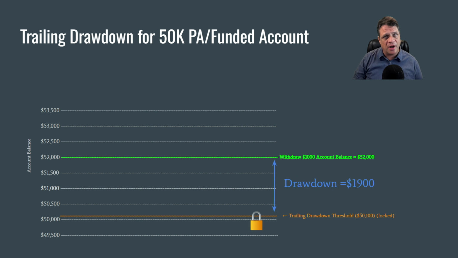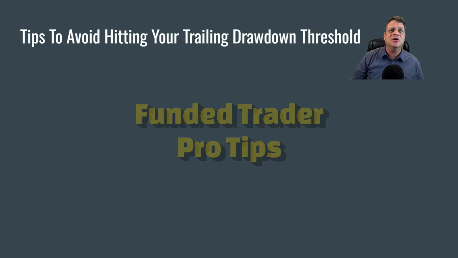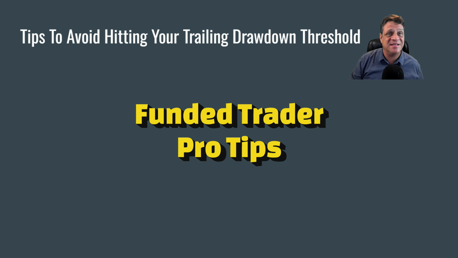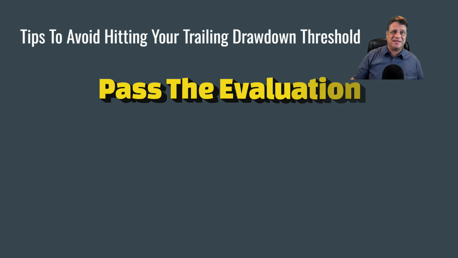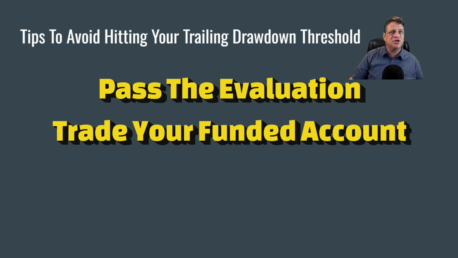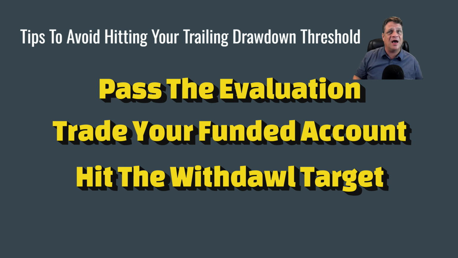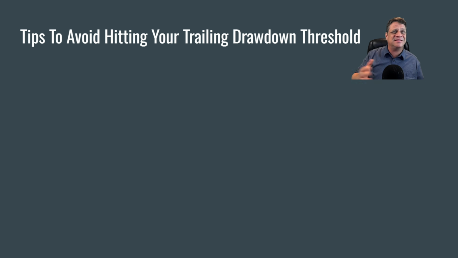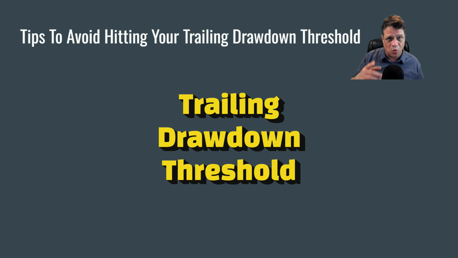Since your trailing drawdown threshold no longer moves, it is important to remember that you must adjust your risk management after the withdrawal so you don't blow up your account. Here are some pro tips to help you pass these evaluations. You need to pass the evaluation, trade your funded account, and then hit your withdrawal target in your funded account, all while you have that pesky trailing drawdown threshold to worry about.